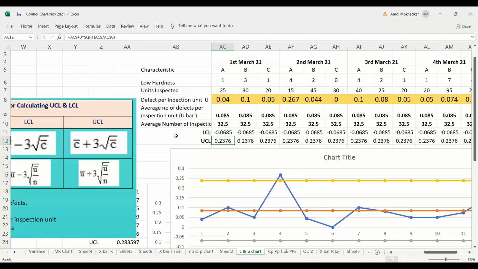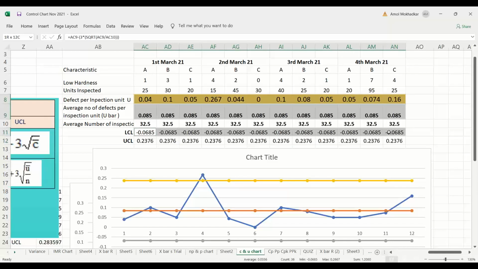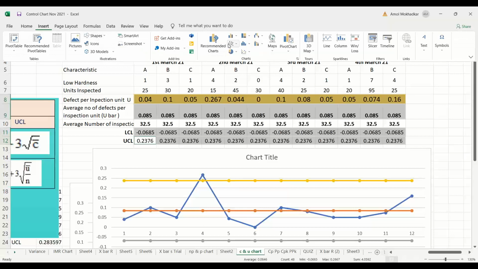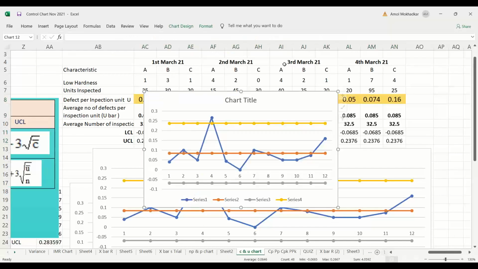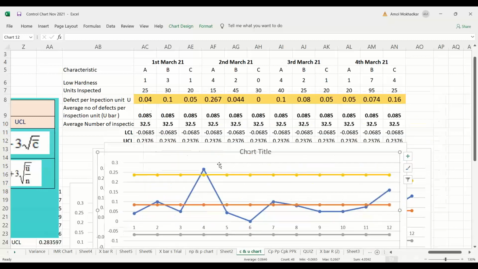I hope I am audible to you people. Yeah, okay. So this is the LCL and UCL we got. Now it is simple. What data do you need to plot? You need the average, and you need the LCL, and you need the UCL. All data is there. You just go to insert, and this is your U chart ready.